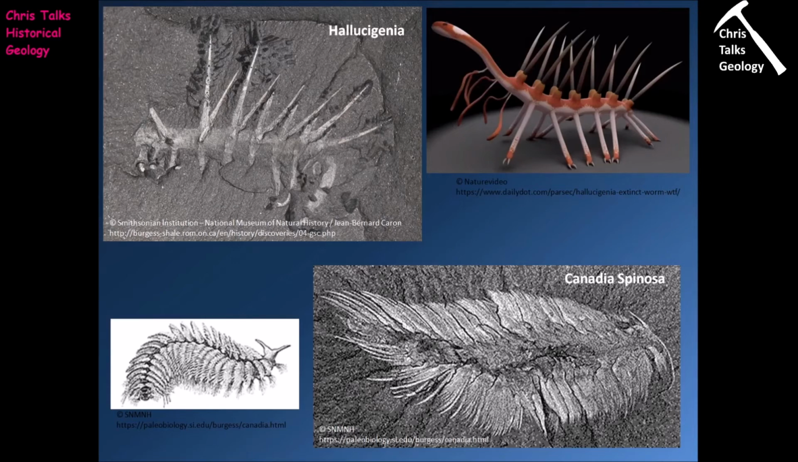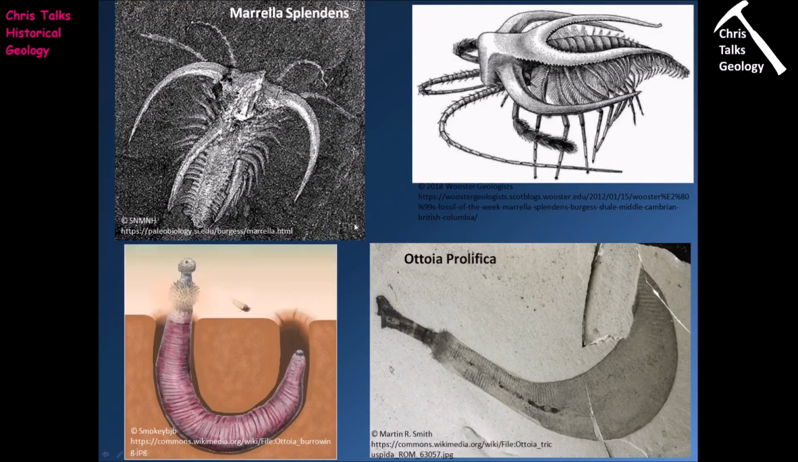Now in terms of Canadia spinosa down here, this is a bit easier to work out what's going on. This organism is a segmented worm, so it's part of the phylum Annelida. You can see that it does have a rather distinctive appearance though, with these almost feather-like appendages on its back. Then we have an organism like Marrella splendens, and in this case this is definitely an arthropod. We can see it has the segmented body, we can see it has the jointed legs, so it's related to modern day insects, arachnids, etc.